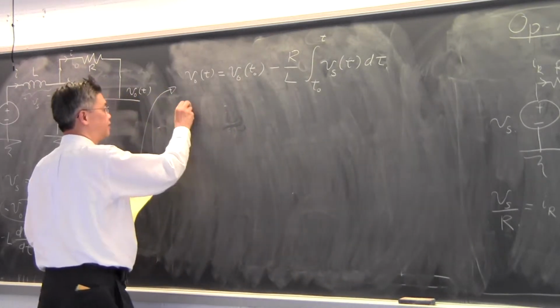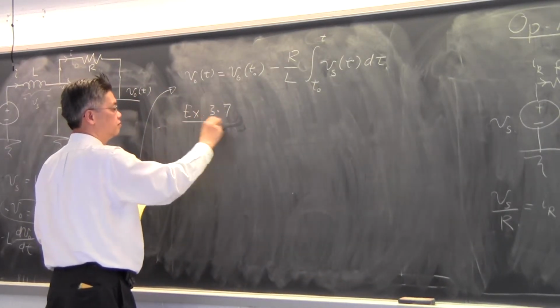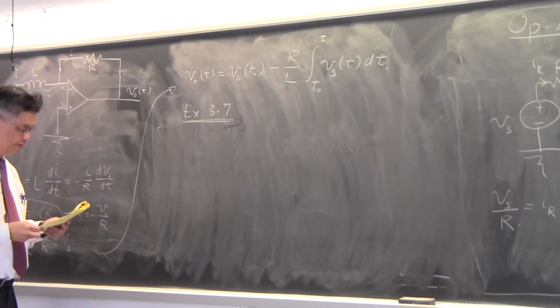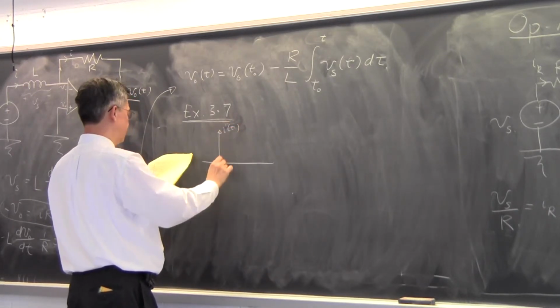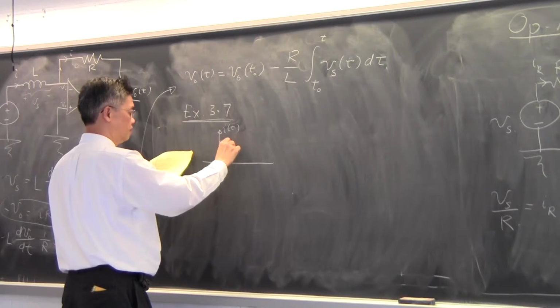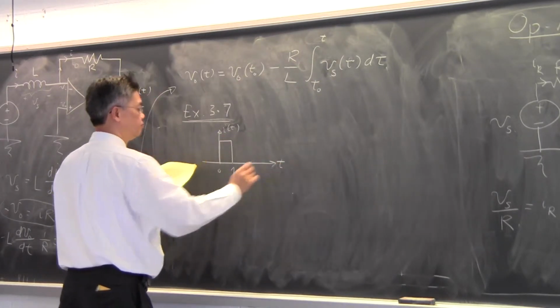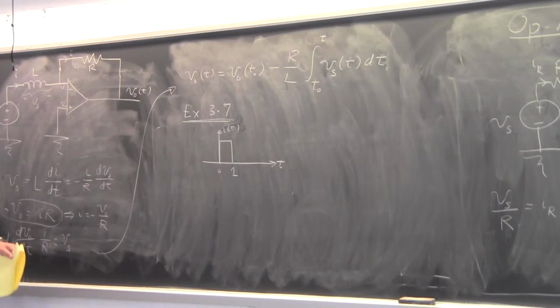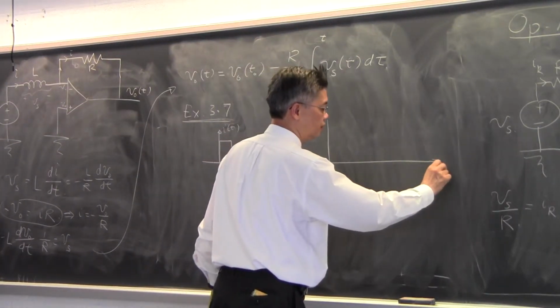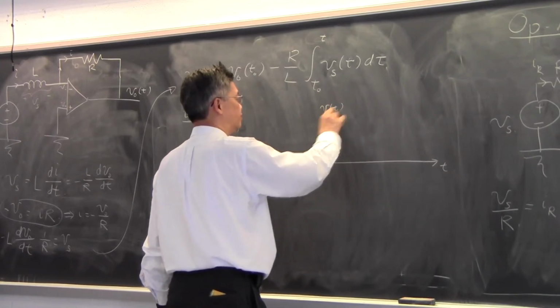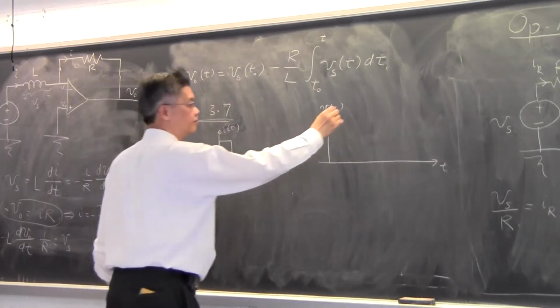If I look at example 3.7, I have about 5 minutes left. I have an I of t that looks something like this. Okay, and this current is going to pass through a capacitor. How would the voltage look like?